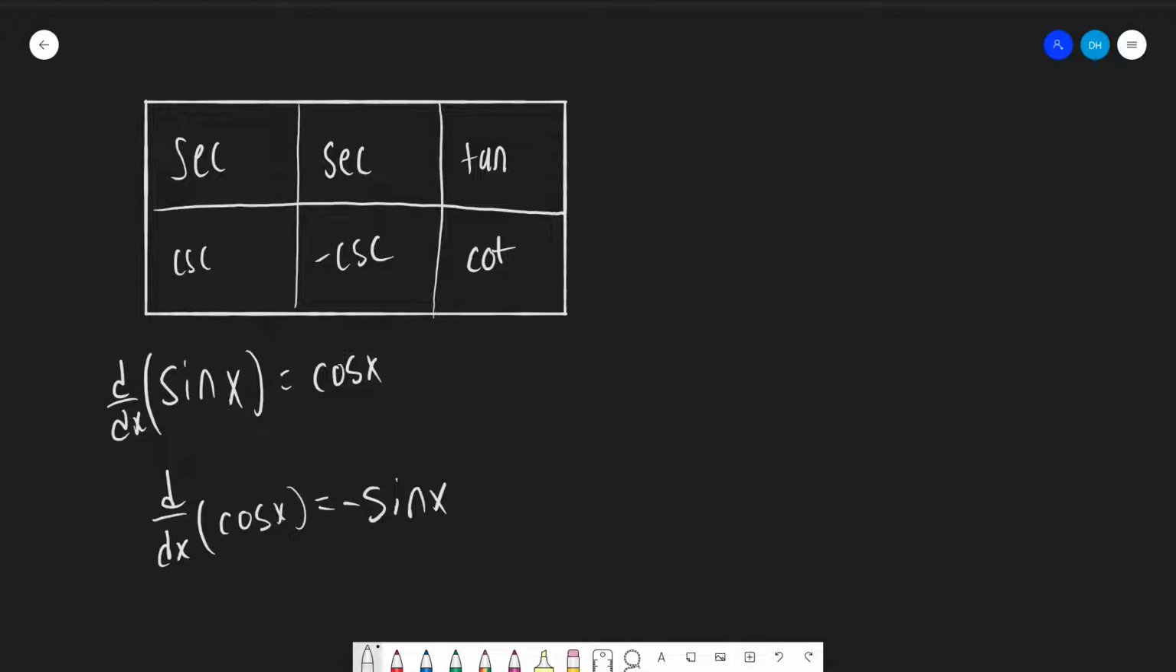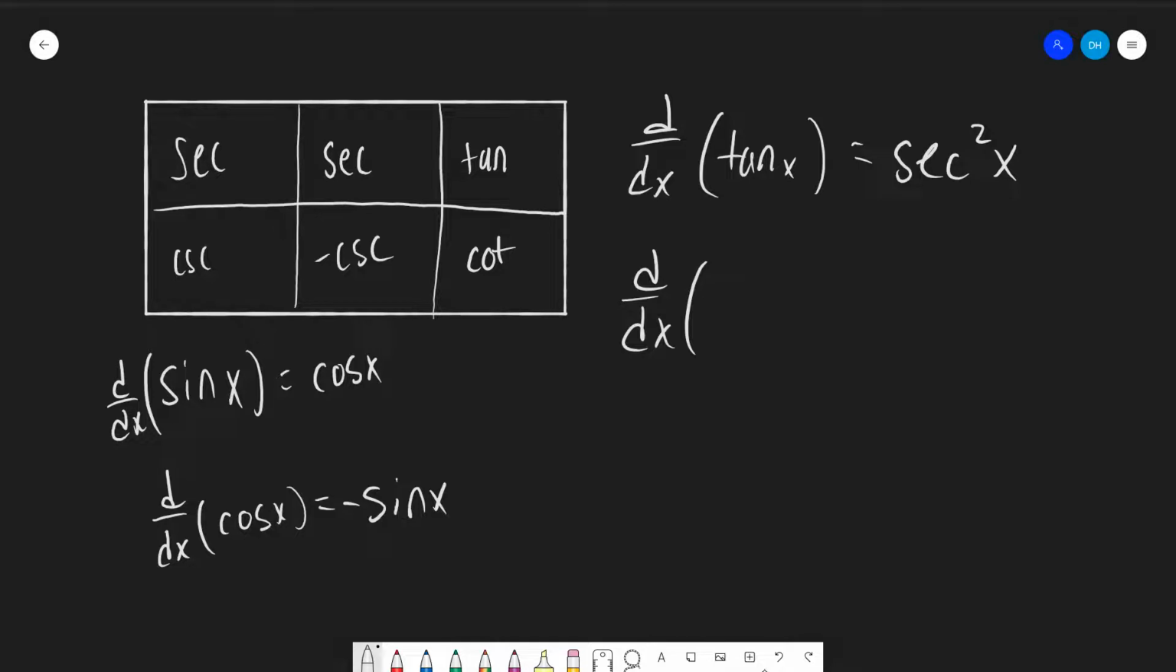So for example, let's say you're asked to find a derivative of tan x. Well, looking at the table, you look at where tan is, and you look at the row it's in, secant and secant. So the derivative of tan is going to be secant squared x, because secant and secant are in its row.